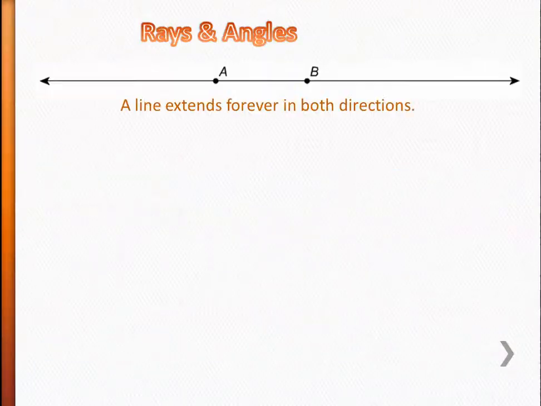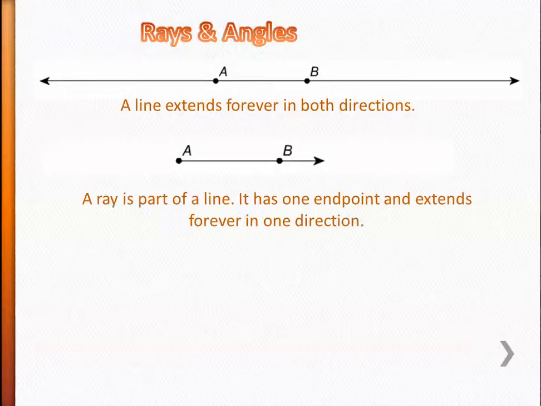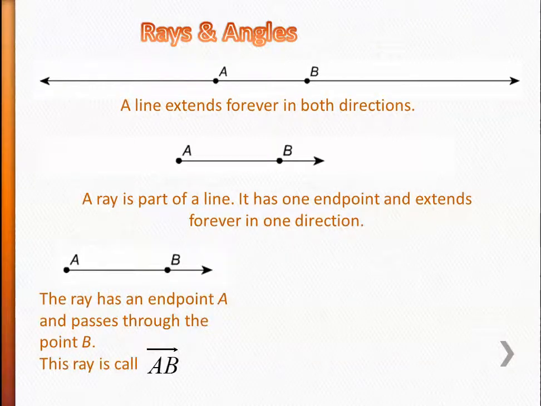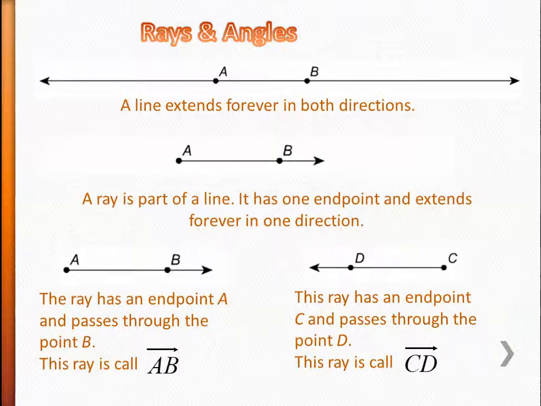A line extends forever in both directions. A ray is a part of a line. It has one endpoint and extends forever in one direction. The ray has an endpoint A and passes through point B. So this ray is called ray AB. This ray has an endpoint C and passes through point D. So this ray is called ray CD.